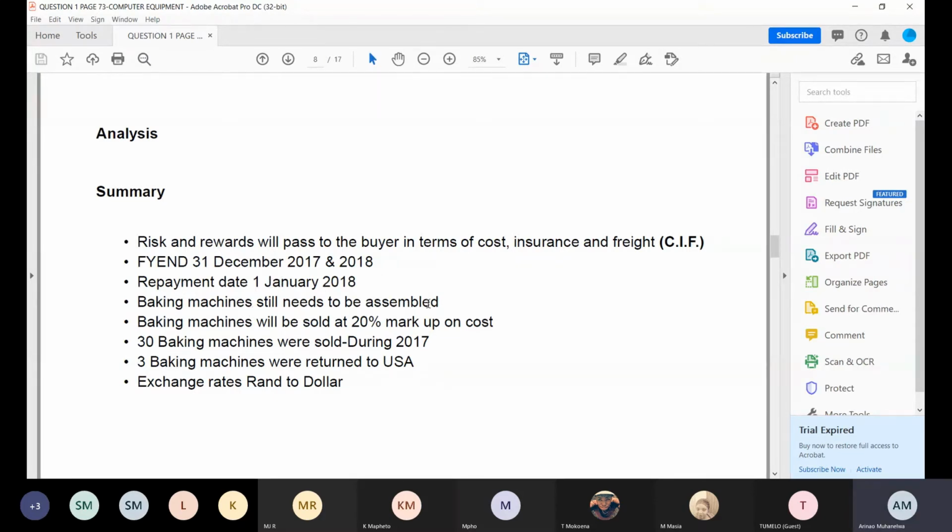Bagging machines still need to be assembled. In other words, whatever cost we're going to incur, we're going to capitalize it on our inventory. Bagging machines will be sold at a 20% markup on cost. We'll see the implication of that in no time when we process the transactions or the journals. 30 bagging machines were sold during 2017. 3 bagging machines were returned to the USA. Exchange rate, rand to dollar. What does that mean? We divide. This is on a high level, just the summary. It's not everything, but just the summary of what we got.